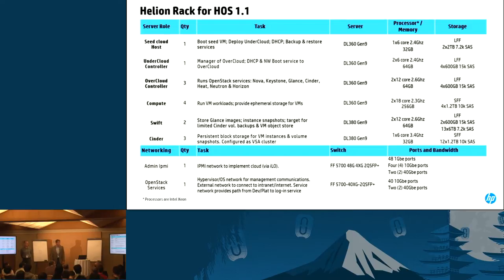There are cases where you can pair them up, where you have a bonded pair so you can get 20 gig or more. In this case, we're using a 40 gig or 10 gig network with a 40 port switch that uses 10 gig ports. And that's used for the rest of the network functions in OpenStack.